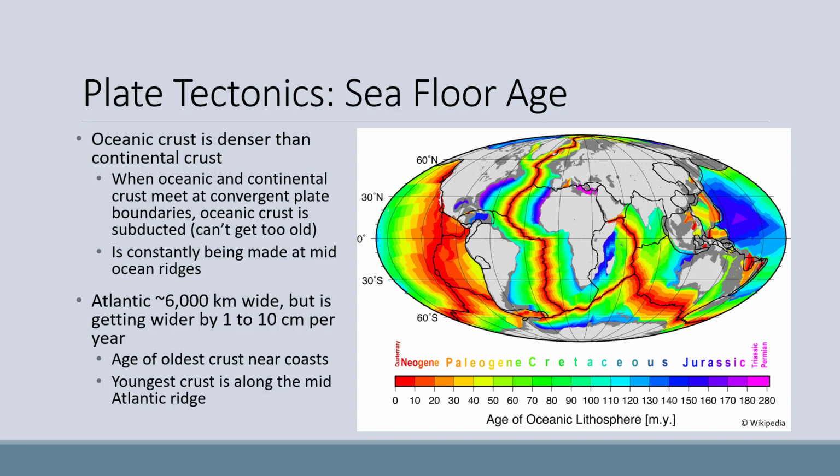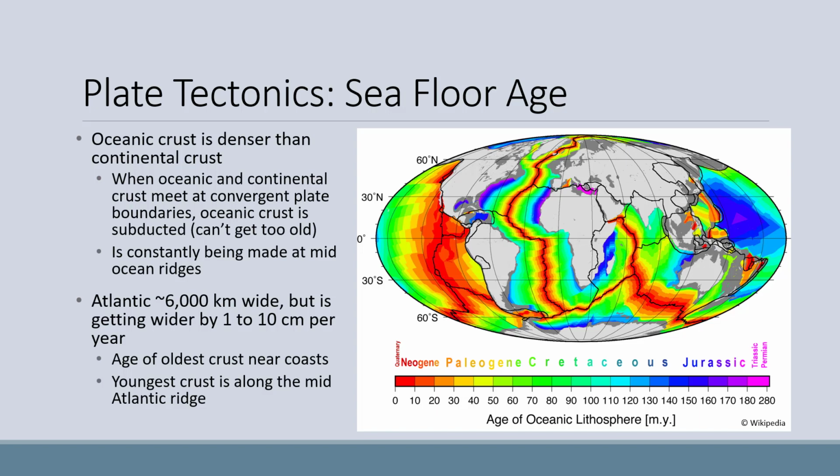Remember that oceanic crust is denser than continental crust. That means that when oceanic and continental crust meet at a convergent plate boundary, oceanic crust is subducted. That means oceanic crust can't get too old. And of course, it is constantly being made at mid-ocean ridges.